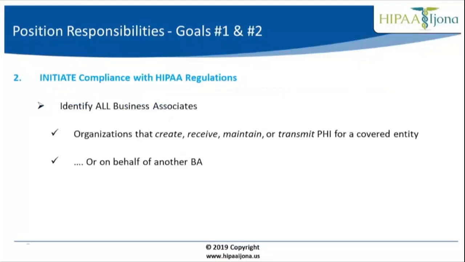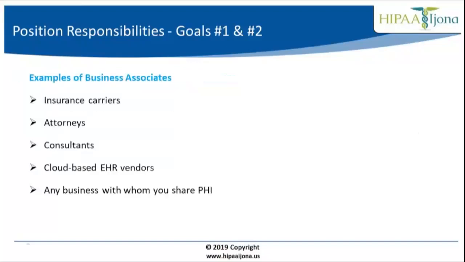You've got to identify all your business associates, all of them. You see, "all" is in all caps. It's all of them. And that's an organization that either creates, receives, maintains, or transmits protected health information that came from you, or that they passed on to another business associate. So the odds are that they didn't necessarily create anything, but they received it, they may have transmitted it, they may have maintained it and updated it. Those are the official definitions, so keep those four words in mind.